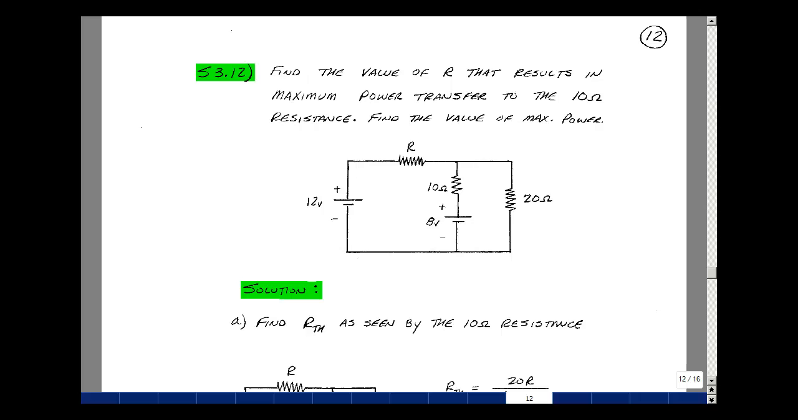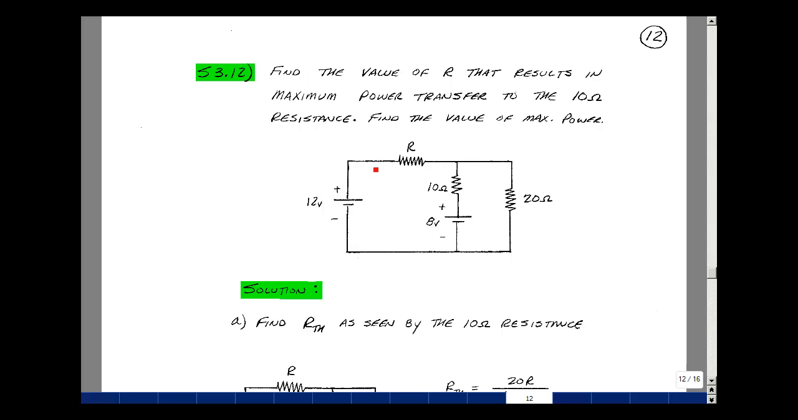This lesson deals with supplemental problem 312. You can find this problem in the ECE201 ebook in the Chapter 3 Supplemental Problems on page 12. Suppose we have this circuit and we want to maximize the power transferred to this 10 ohm resistor by varying the value of R here.